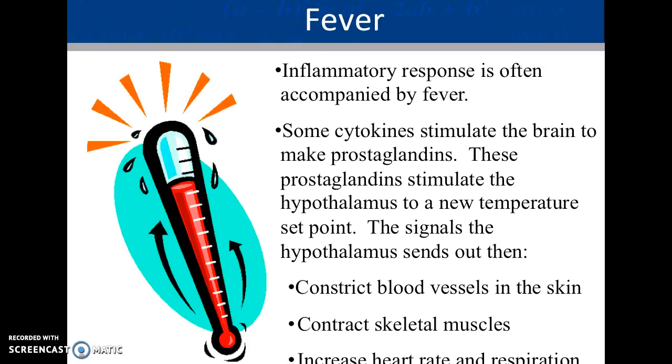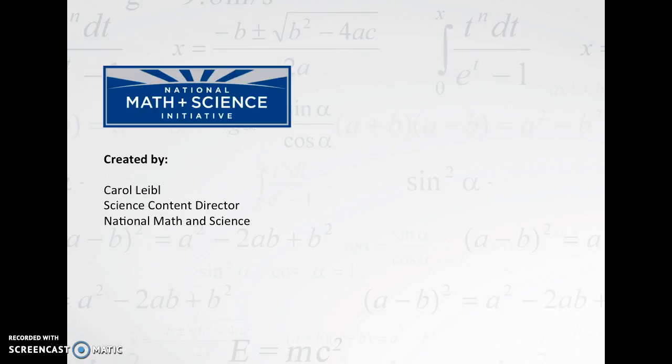Another example would be fever. This is another way to get rid of our pathogens, and that is your innate immune system.